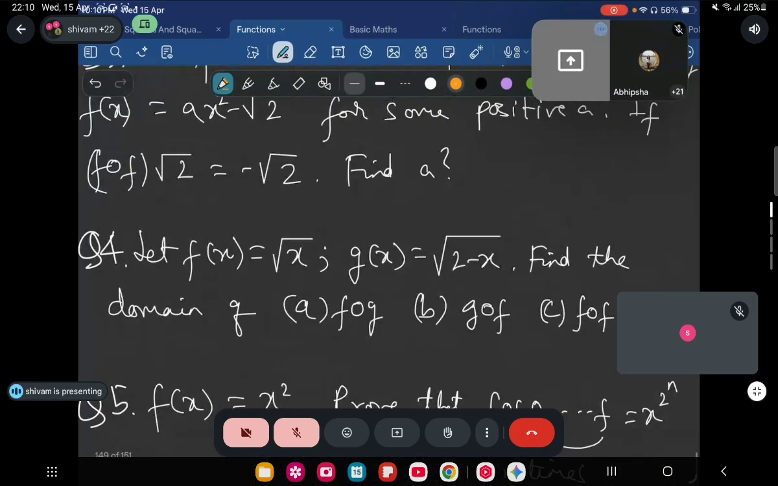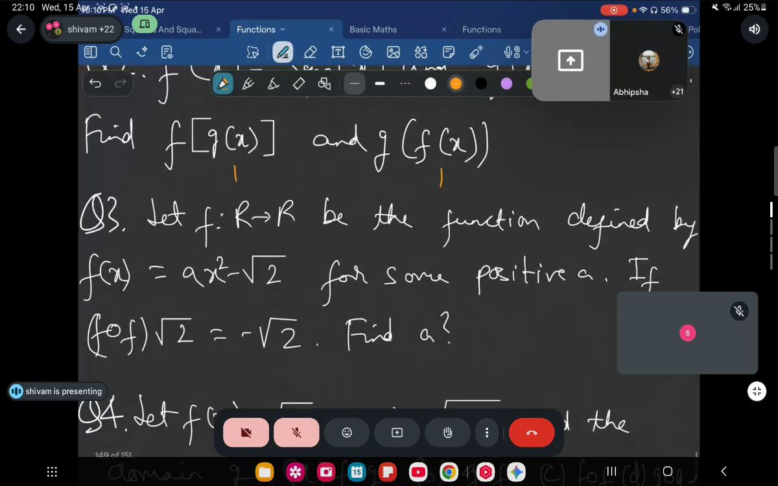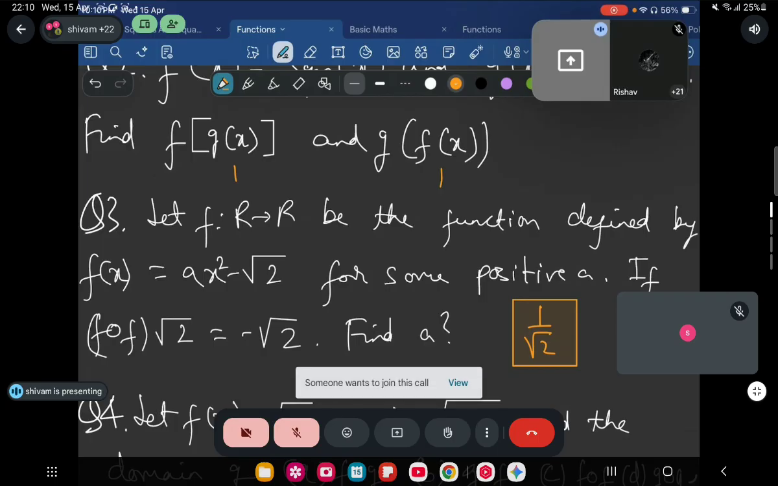Next, number 3, everyone. Number 3, we need to find out the value of A. A will be equal to 1 by root 2. Anyone having any doubt, you can ask me now. Tell me. Sir, could you solve this one? Okay. So Rishabh, over here it is written f maps R to R is defined by f of x equal to x square minus root 2 for some positive A. If f of f of root 2 is equal to minus root 2, we need to find out A.